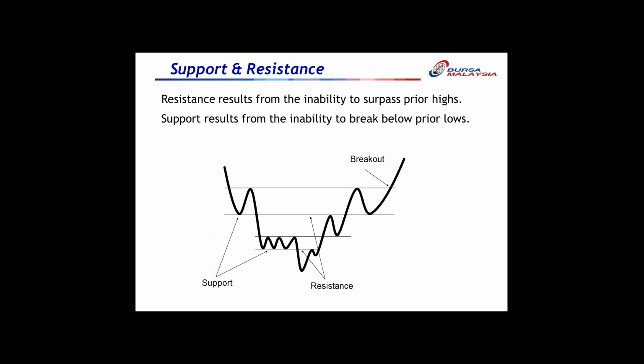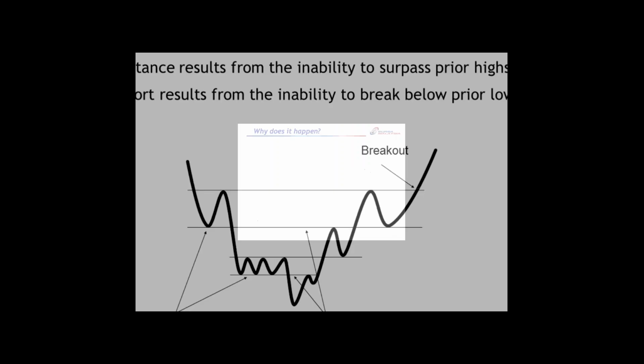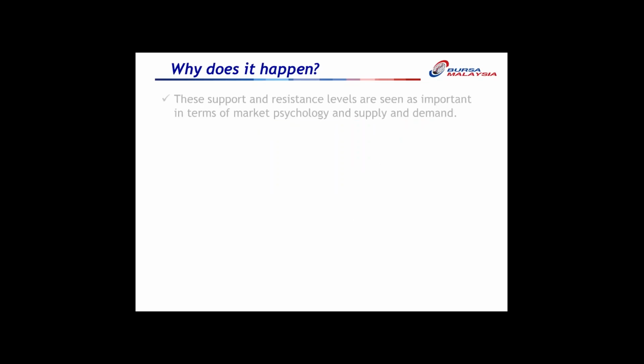And when you see that the price action surpass the prior highs, the historical high, it is called a breakout. So sometimes the price of a security moves in this kind of fashion. But why does it happen?